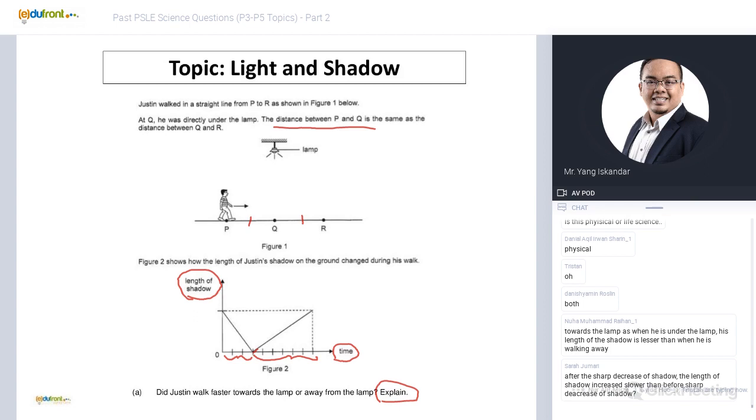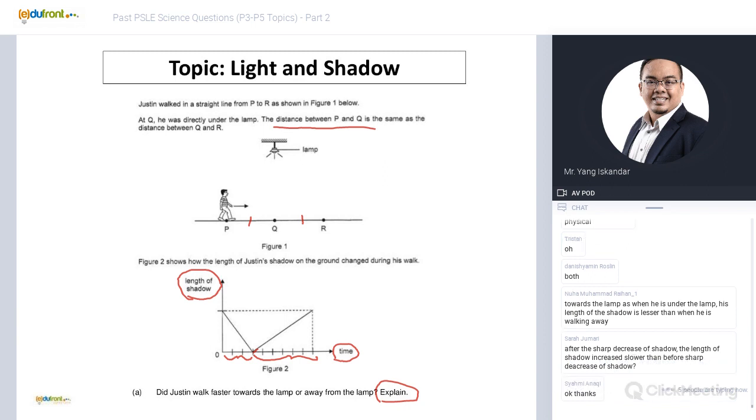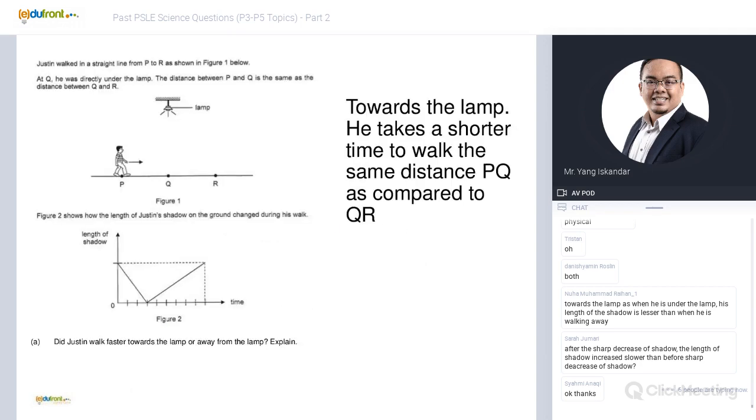This is, Shami, this is physical science. The topic of light and shadow is physical science. Okay, Nuha said towards the lamp, when he's under the lamp, his length of the shadow is lesser. Okay, so let me share with you the answer. All right. So how do you explain?